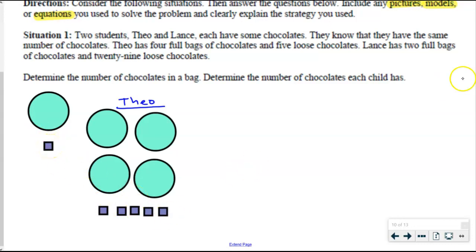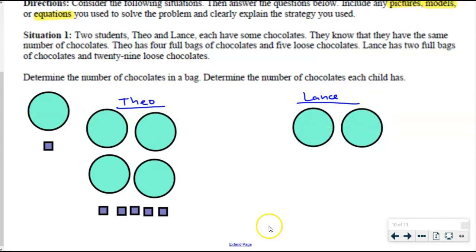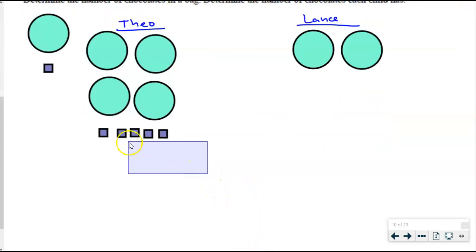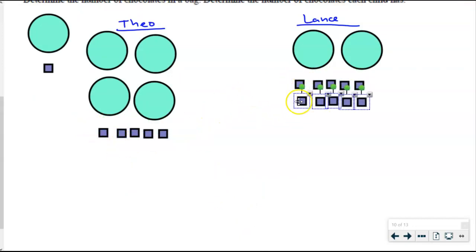All right, what does Lance have? Emily? 2 bags, so let's pull out those 2 bags. And what else does Lance have? Is that all? 29 loose chocolates. I am gonna cheat and draw it with technology.